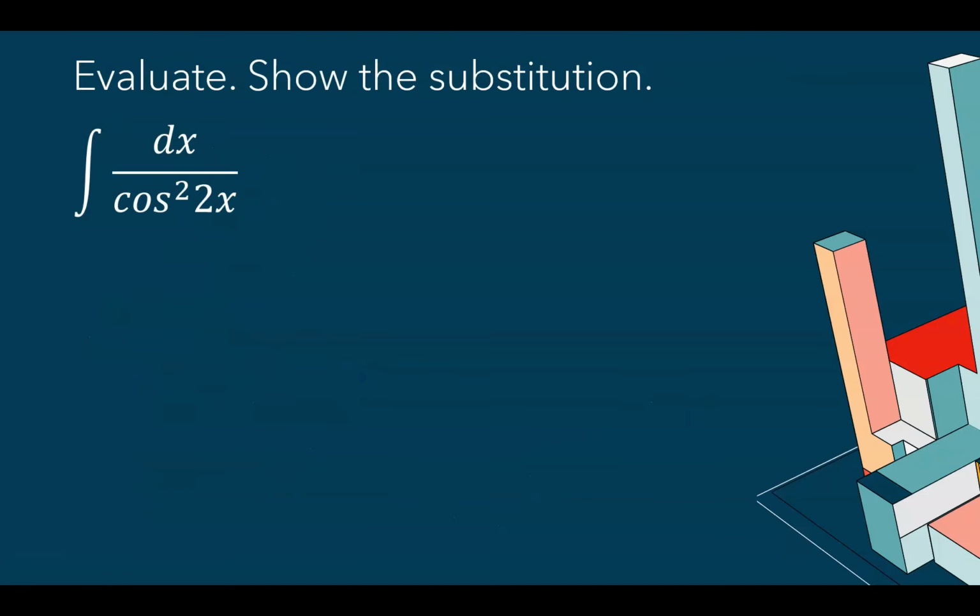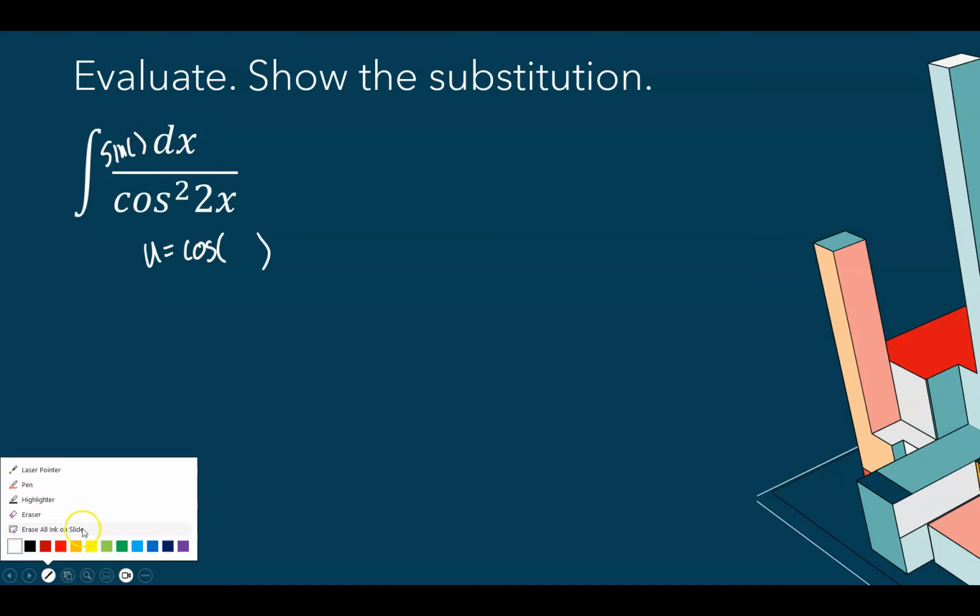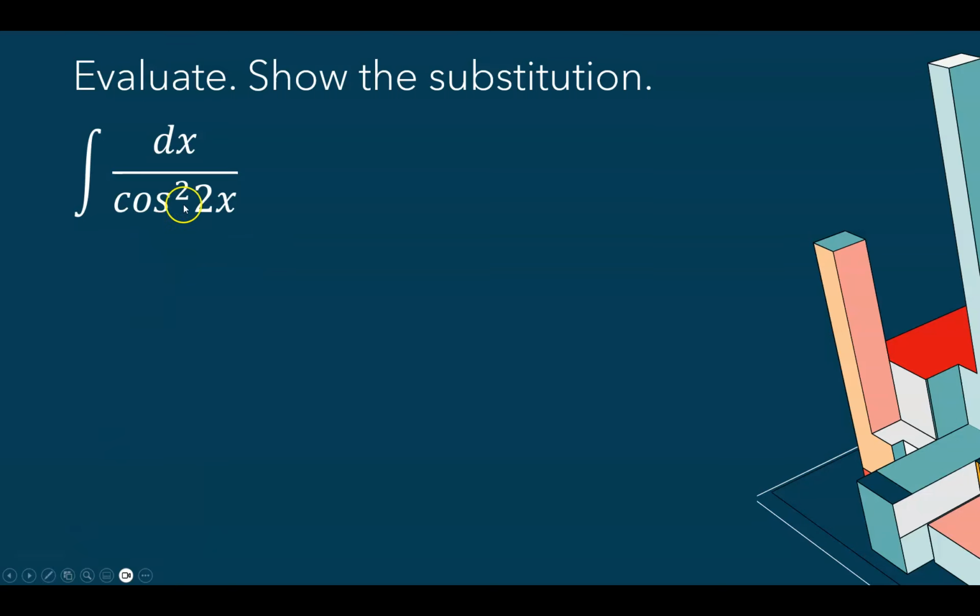All right, what about dx over cosine squared of 2x? What kind of substitution are we going to do there? Well, is u cosine of... it doesn't really matter whether it's x or 2x, can u be cosine of anything? Well, no, because there's no sine in the numerator up here. So we know that's not going to work out. And for the same reason, u can't be cosine squared.